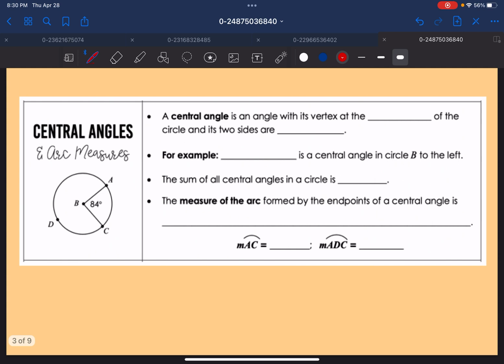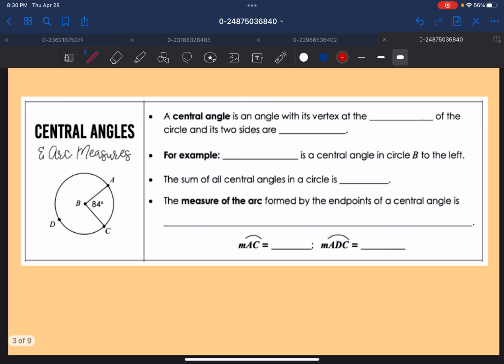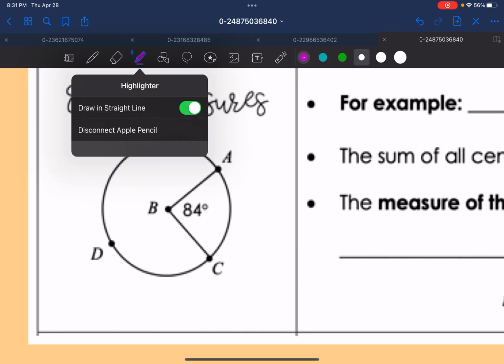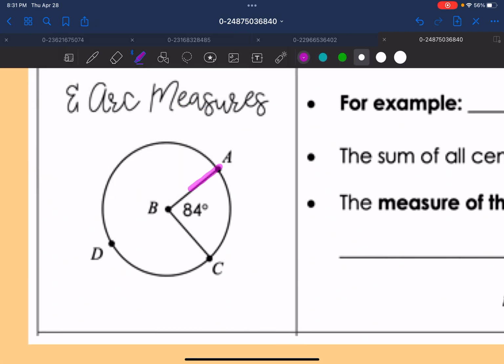So let's look at our central angles first, like you looked at your vocabulary the other day. A central angle is an angle whose vertex is at the center of the circle and its two sides are radii. Okay, so let me explain that with a picture. We have our angle here. We have angle ABC. We can see that B is the vertex, it's in the center of the circle. We can see that AB and BC are both radii, and that forms your central angle.